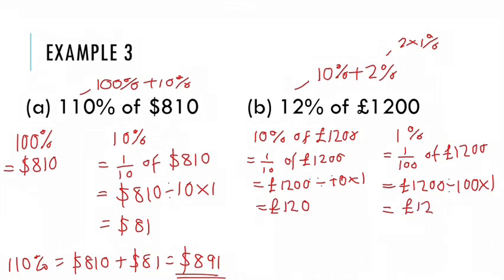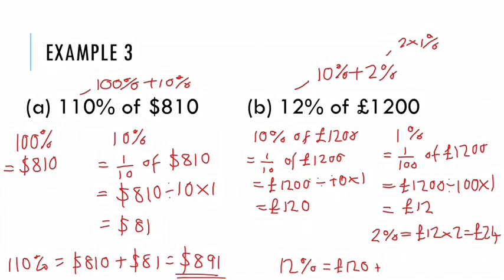Now we wish to get 2%, so I need to take 12 and times it by 2. Okay, so going back to what I said at the beginning, 12% is 10% plus 2%, which is 120 plus 24, which is 144.